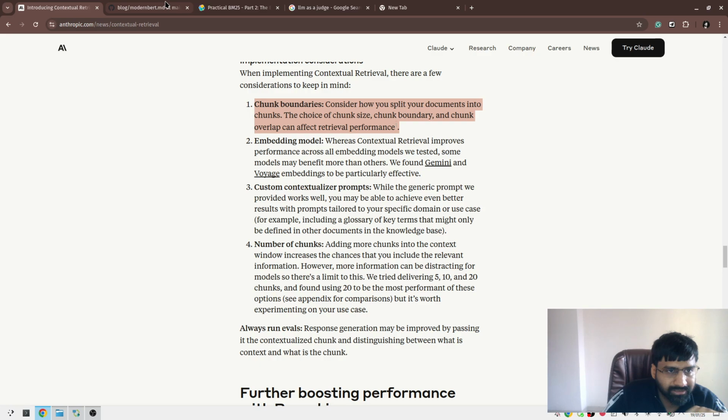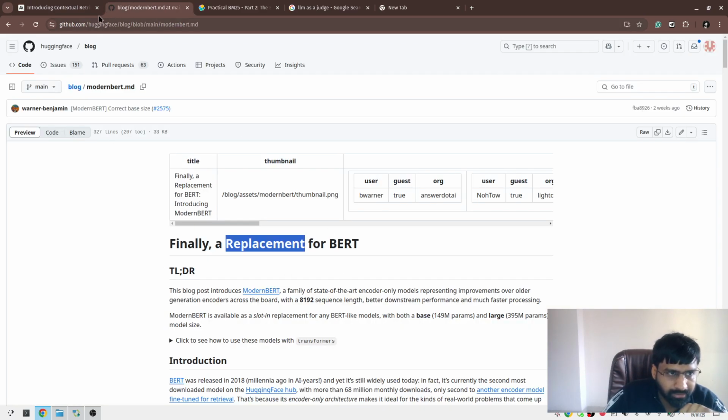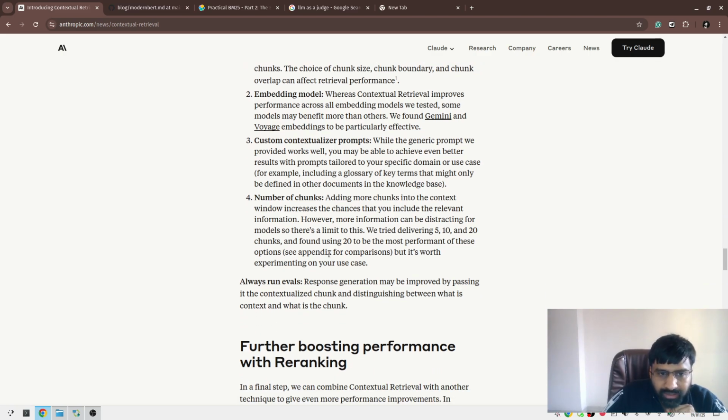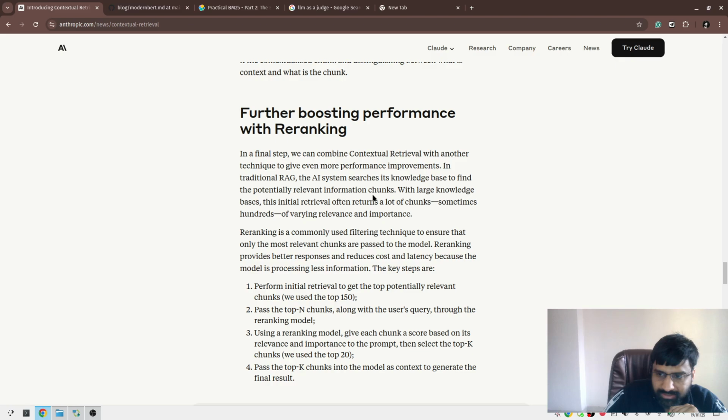So as I mentioned in the start, we will also discuss ModernBERT. They have also mentioned that the choice of embedding model is going to be very, very critical when you are designing a RAG. And then number of chunks, custom contextualizer prompts. So all these techniques you can go through in this blog. I'll share the link of this blog.